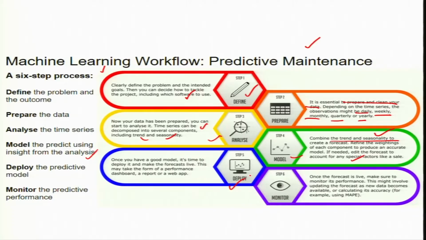Fifth factor is about deploy. Once you have a good model, it is time to deploy it and make the forecast live. This may take the form of a performance dashboard, a report or a web. Now, finally, the stage of predictive maintenance is called monitor. Once the forecast is live, make sure that you monitor its performance. This might involve updating the forecast as new data becomes available and calculating its accuracy, for example, MAPE, that is mean absolute percentage error.